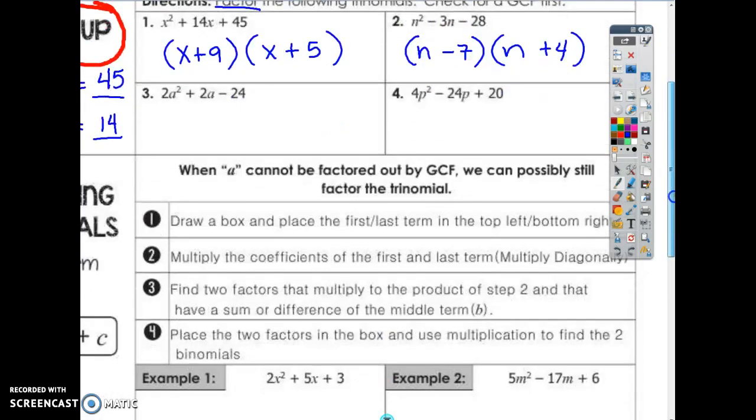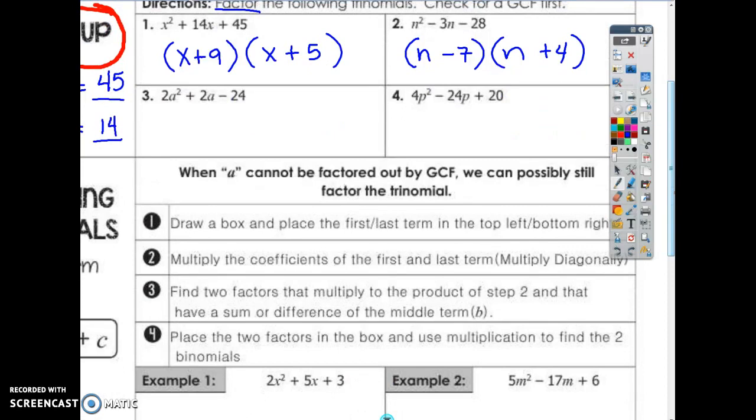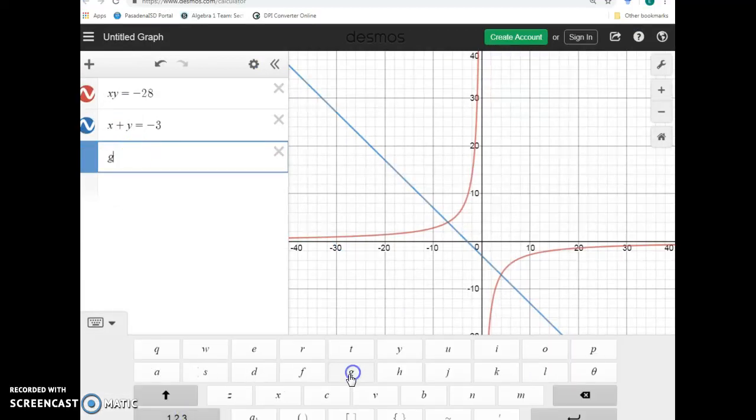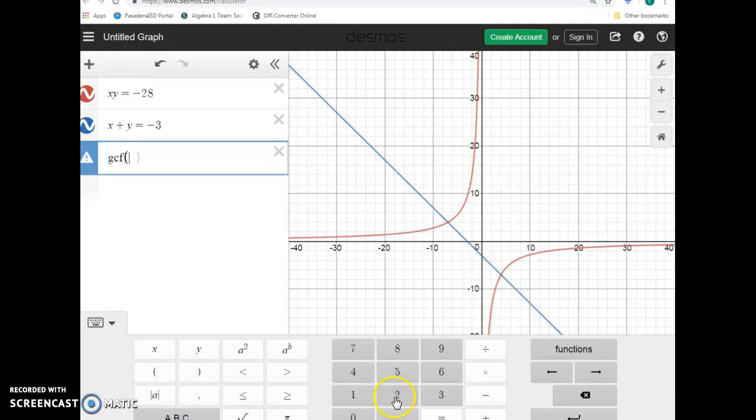Okay? The next two, we did these yesterday. There is a greatest common factor amongst these. And the way that you can find it is by typing in the calculator GCF. So greatest common factor, parentheses, and I'm looking for 2, 2, 24. So if there is a greatest common factor, it's going to tell you a number. If there isn't a greatest common factor, it's going to give you a 1.